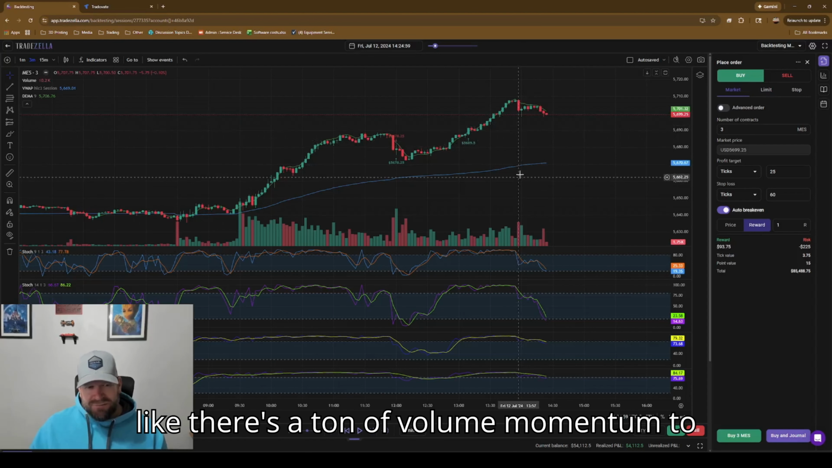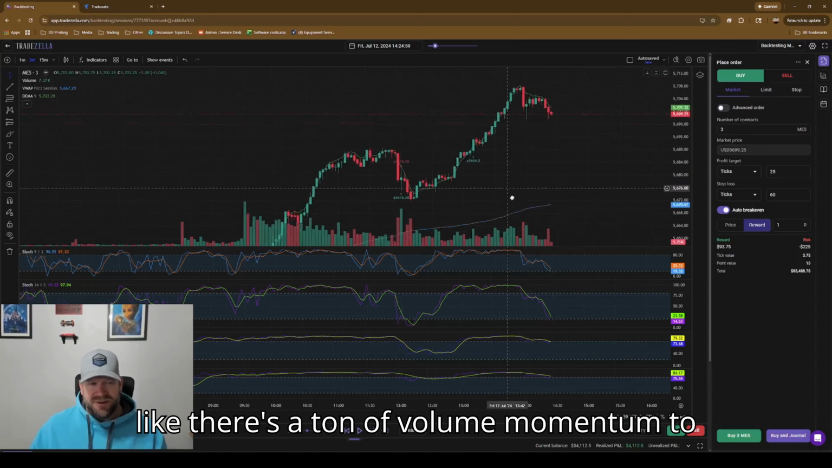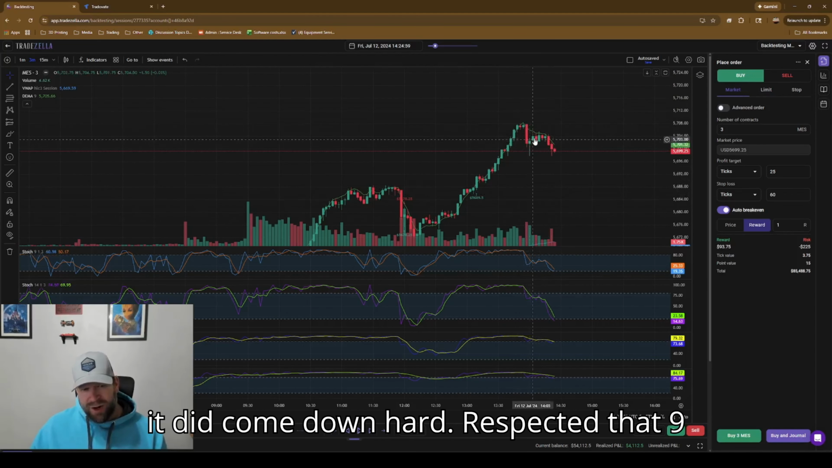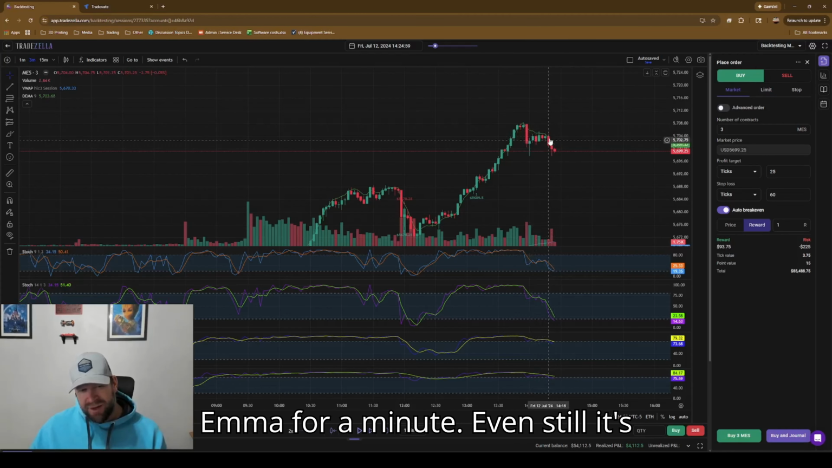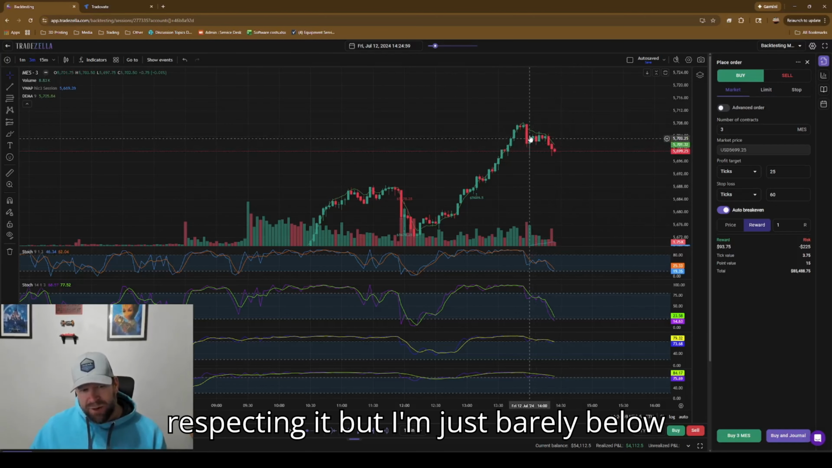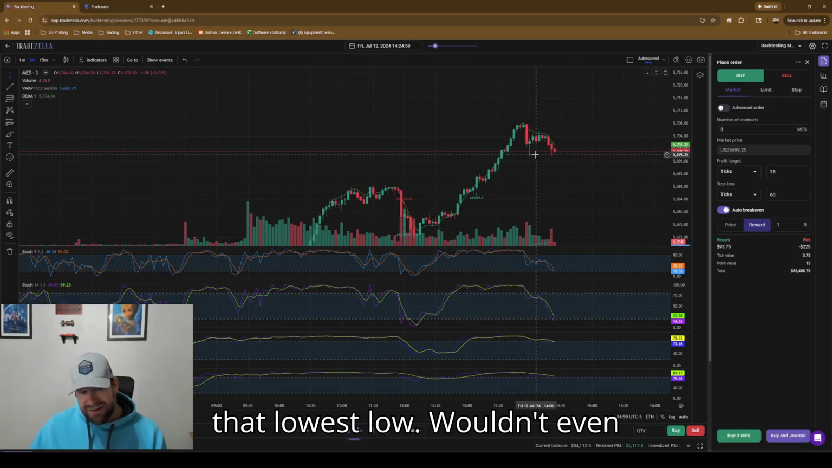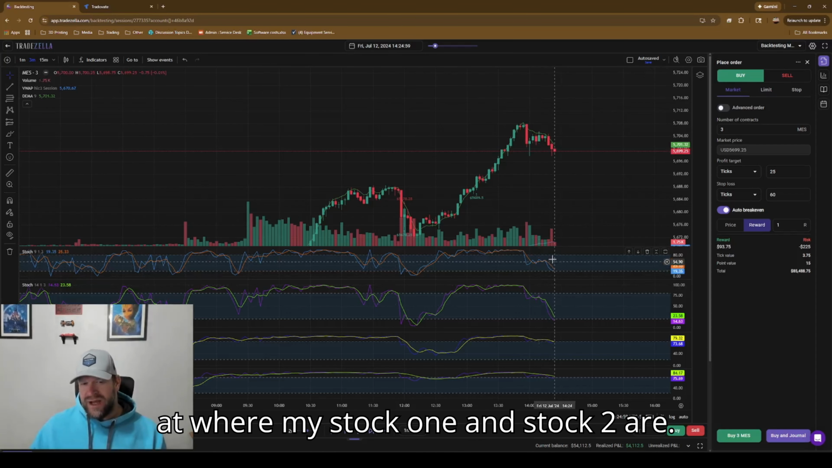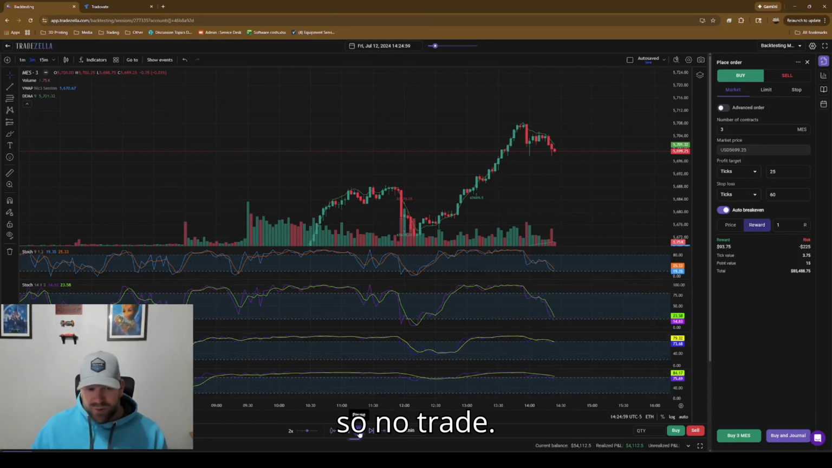Doesn't look like there's a ton of volume, momentum to move this the way you would want, but it did come down hard, respected that 9 EMA for a minute. Even still, it's respecting it, but I'm just barely below that lowest low. Wouldn't even say quite yet. And look at where my stock 1 and stock 2 are. They're almost into oversold conditions. So no trade.